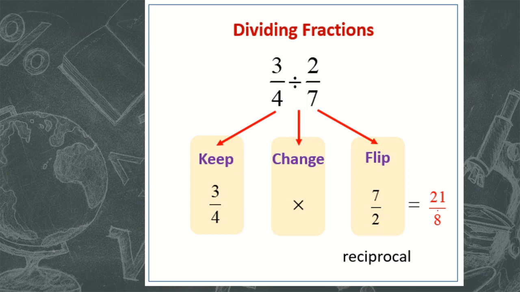So 8 fits into 21 twice, with whatever 21 subtract 16 is left over, and obviously that's 5. So 2 and 5/8 is the best answer to this question. Again, keep the first fraction, change the division to a multiply, and flip the second fraction, KCF.